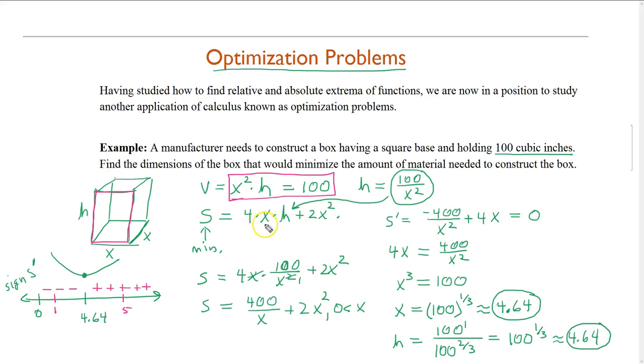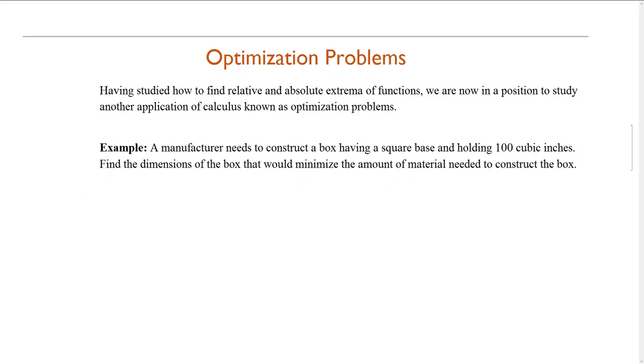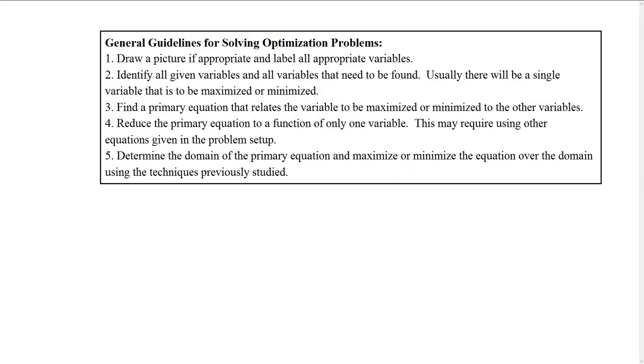Now let's take a look at some general guidelines that we use when we're solving these optimization problems, just taking note that we really followed those guidelines as we were doing this example. So here are the guidelines that we can follow for solving optimization problems. The first thing you want to do is draw a picture if appropriate and label all appropriate variables. Notice that we did that in the previous example when we drew our box and labeled the x and the h.